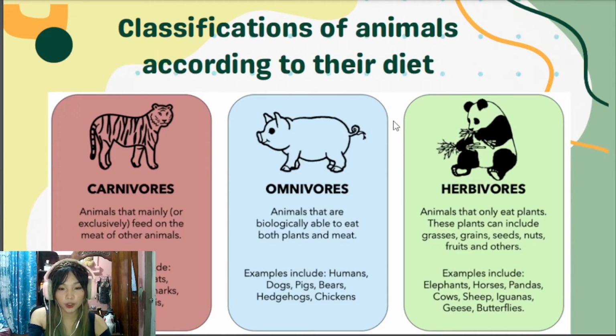Next is the classification of animals according to their diet. Carnivores, omnivores, herbivores. Familiarize naman na tayo dito siguro. Carnivores are animals that mainly feed on the meat of other animals. Example nito is the wolves, big cats, spiders, owl sharks, praying mantis, crocodiles. Next is the omnivores, animals that are biologically able to eat both plants and meat. Includes humans, dogs, pigs, bears, hedgehogs, chickens. Next, herbivores, or animals that only eat plants. Example nito is elephants, horses, pandas, cows, sheep, iguanas, geese, and butterflies.